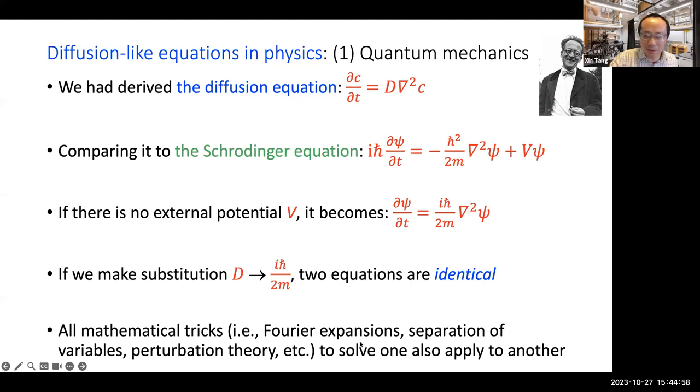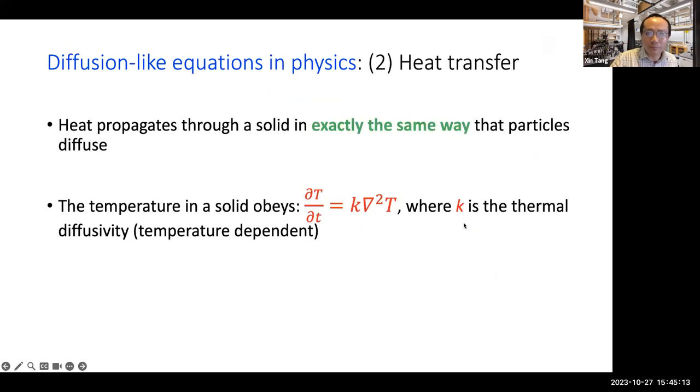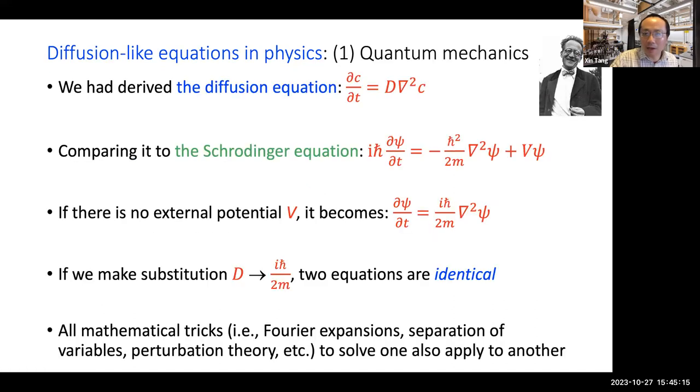Those methods, including Fourier expansion, separation of variables, and perturbation theory, can be used to solve the diffusion equation, and can also be used to solve the Schrodinger equation in the non-potential field. Okay, so that's one. The second one is another analogy.